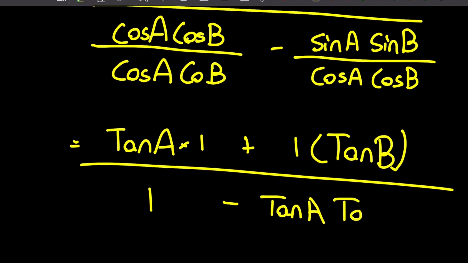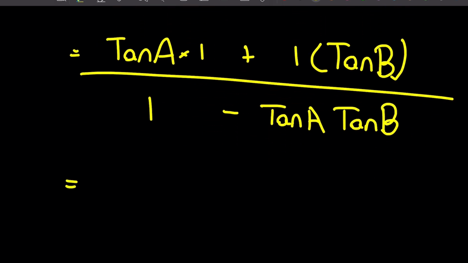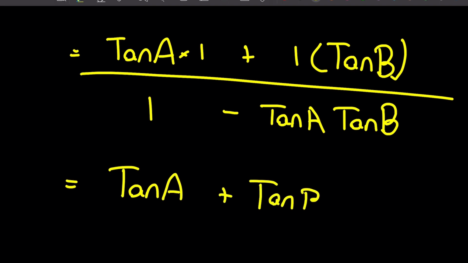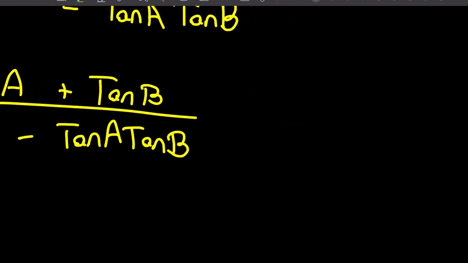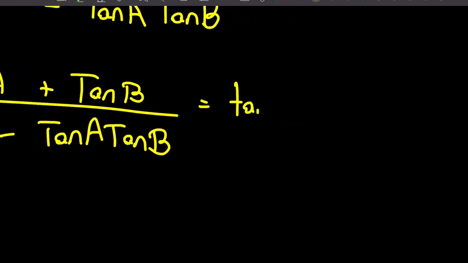And that's the identity. Now to make it a little neater, I'm going to rewrite it. So we'll have tan A plus tan B over 1 minus tan A tan B. And that's exactly how it is. This is equal to tan of A plus B.